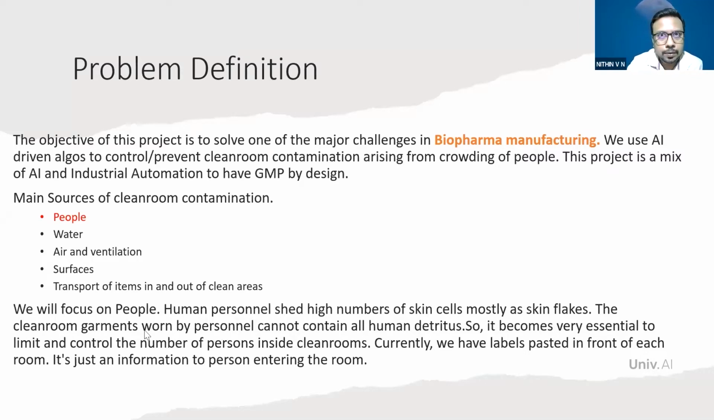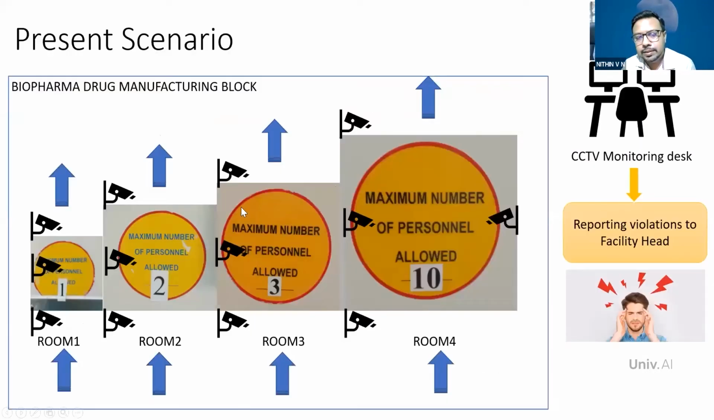So if I go to our existing setup, for example, this is our drug manufacturing block, and there are some rooms where the maximum number of people allowed is only one. You cannot have more than one person. Second, there are some other rooms which are larger and can accommodate more than one person. It's not just about accommodation, but if there are more than one or two, it can lead to bioburden excursion.